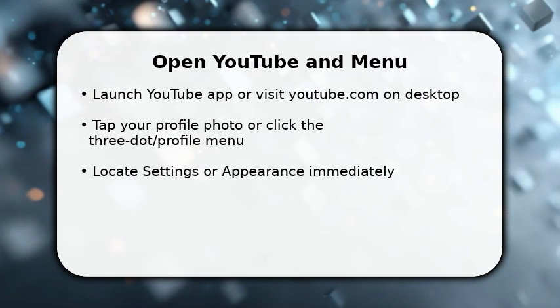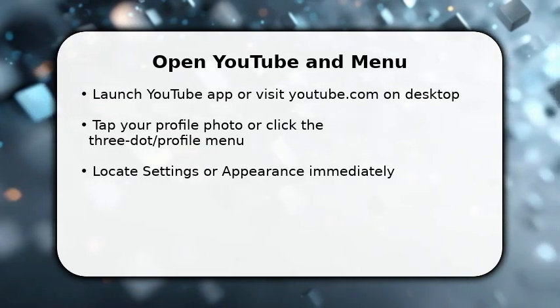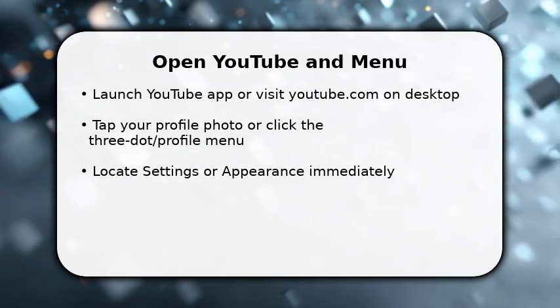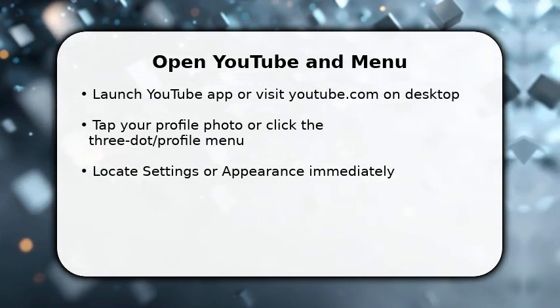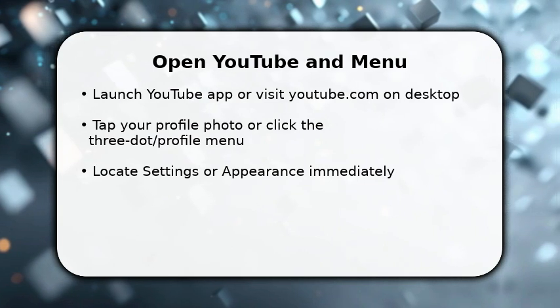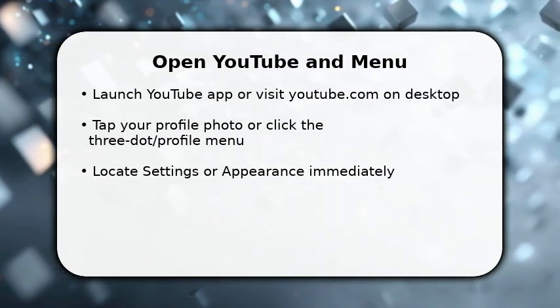You're ready to switch modes now. First, open the YouTube app or go to YouTube.com in your browser. Once the page loads, tap your profile photo in the top right or click the three-dot menu on mobile. On desktop, click the profile avatar.